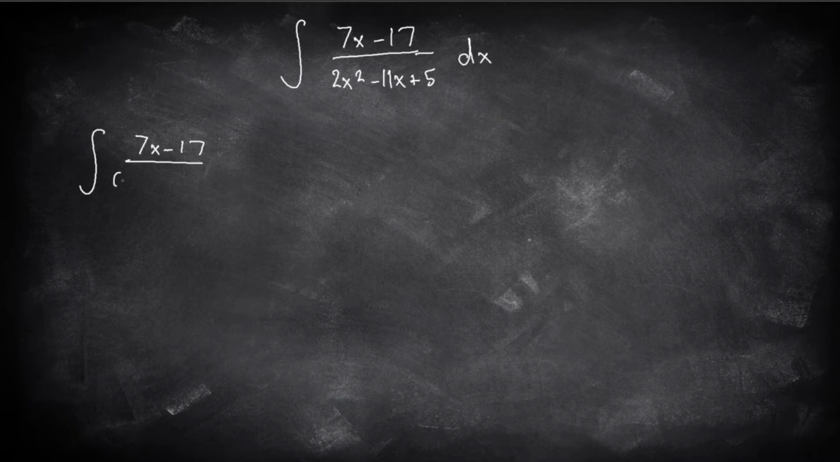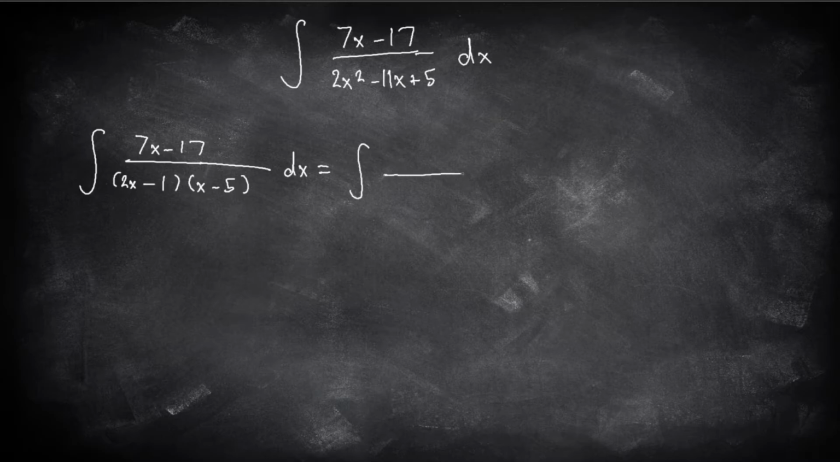Let's take the integral of 7x minus 17 divided by 2x squared minus 11x plus 5 dx. Okay, so we can factor this on the bottom. We probably have a 2x and an x, because that makes 2x squared. The 5 probably goes with the 2x, and then we're left with a negative 1. So negative 1 and negative 5 makes 5; 2 times negative 5 is negative 10, and with this negative 1 makes negative 11. Okay, that's correct.